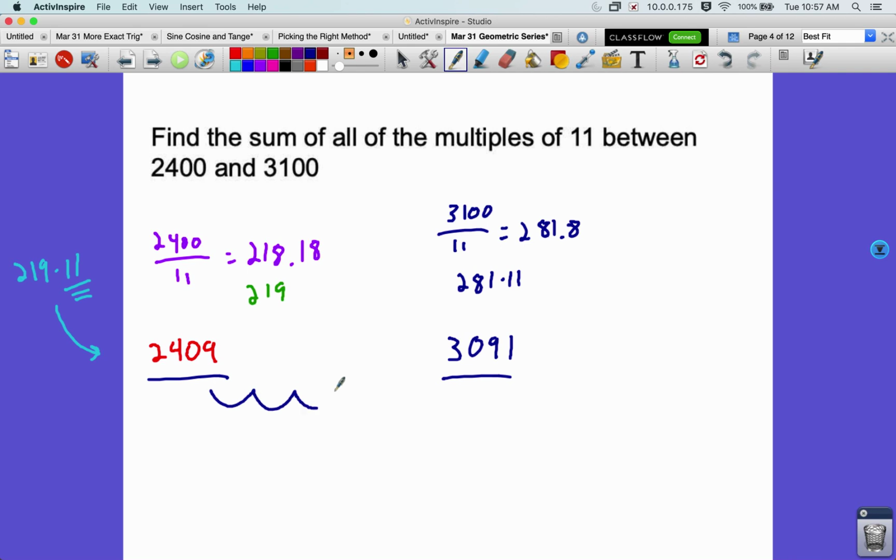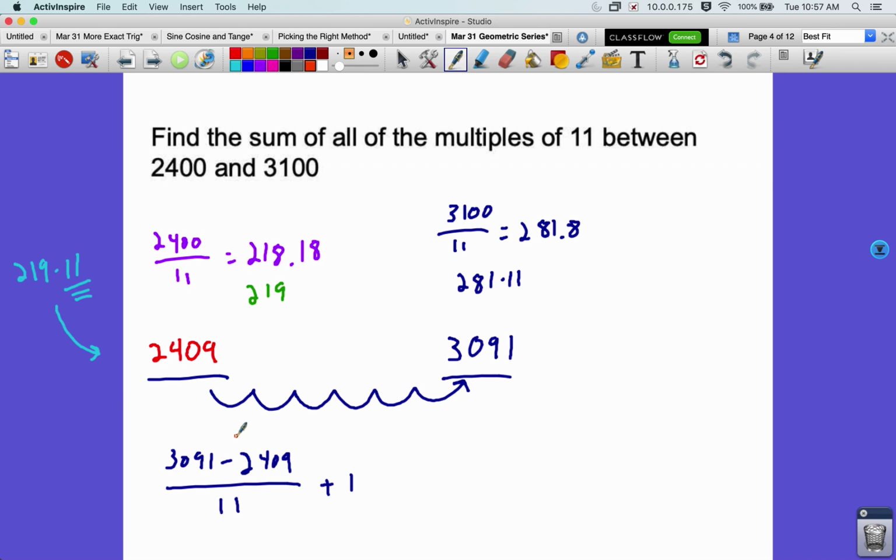Counting up by 11, how many steps does it take me to get there? To do that, you do the bigger number minus the smaller number, divided by our common difference of 11, and then you always add 1. This is where you've got to remember that plus 1. It's kind of tricky, but it's because you're counting that first number. That's where that plus 1 comes from.